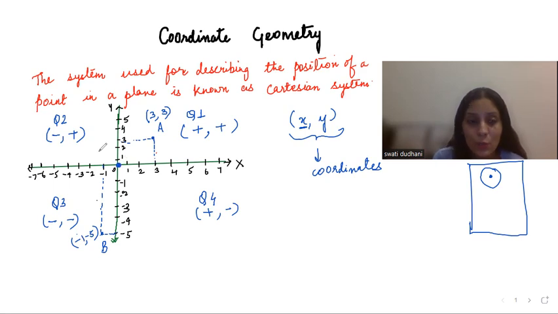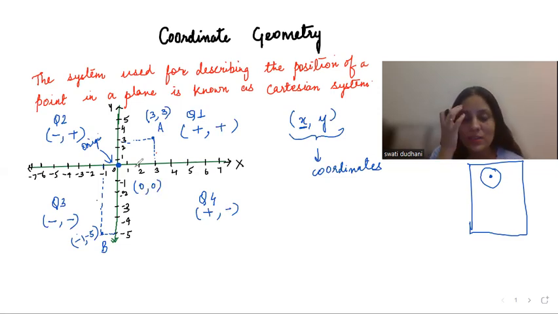Now, let us see what this center is. This is where the two axes meet, and this is known as the origin. So the coordinates of the origin here we can see is 0, 0.